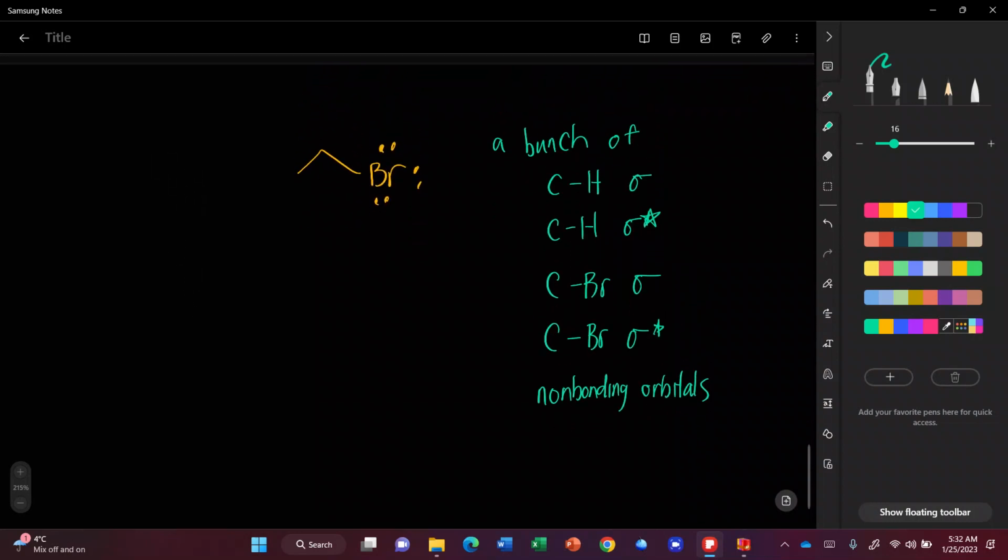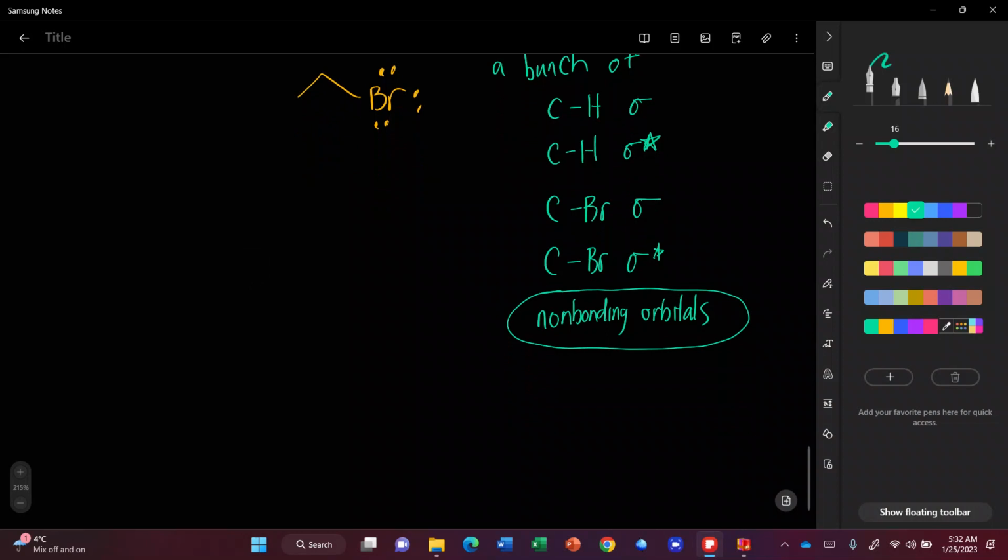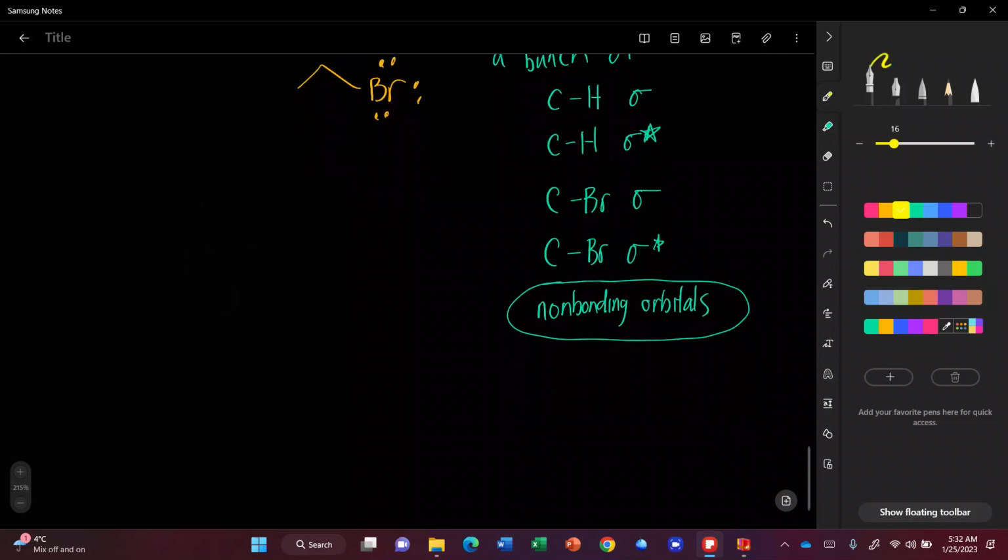So again, if I was trying to figure out what the HOMO of this molecule would be, it's definitely going to be these non-bonding orbitals. Because a non-bonding orbital is going to be higher energy than the sigma orbitals. And even though the non-bonding orbitals are lower energy than the sigma stars, the sigma stars, by definition, don't actually have electrons in them. So the highest energy orbital that has something in it is going to be whatever orbitals these lone pairs are in.